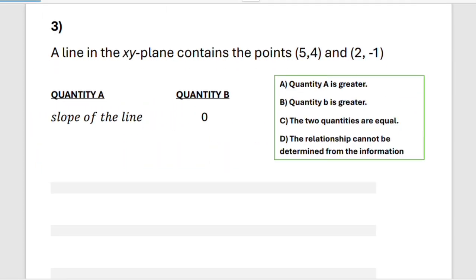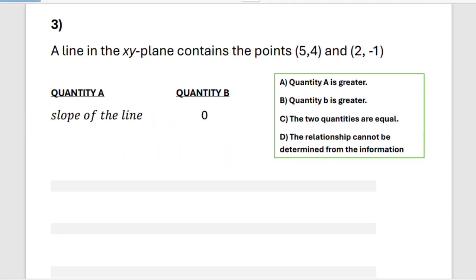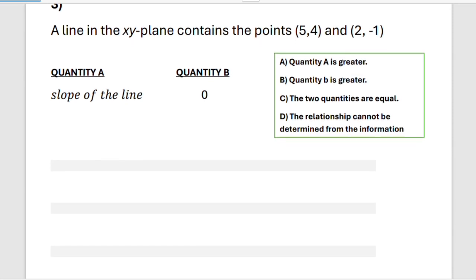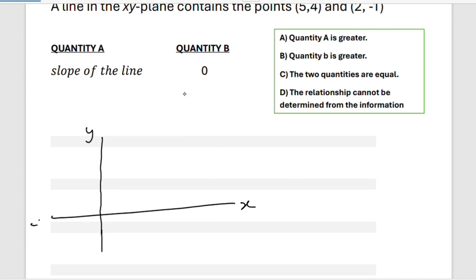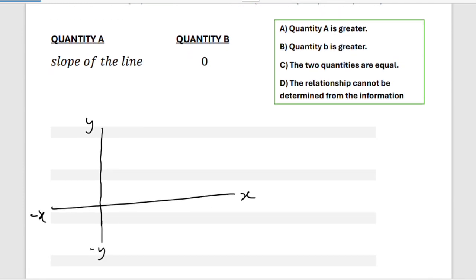For the third problem, we are given a line and the xy plane coordinates passing through these various points. So let's just make a rough sketch of the xy coordinates. This is positive y, this is positive x, this is negative x, this is negative y. So the first point is 5, 4. So this is 5 and this is 4. That means this is a very rough sketch. They meet at this point.